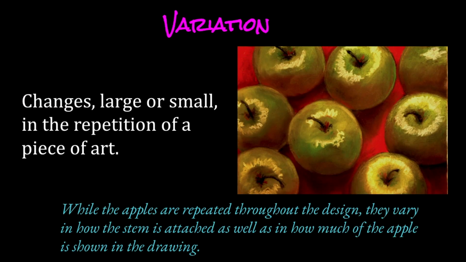Variation can be defined by changes, large or small, in the repetition of a piece of art. This can create a pattern. In this drawing, for example, you can see that the stems of the apples are going in multiple directions. In addition, the negative space of the orange behind the apples is different on each side of each apple, which is again creating more variation.